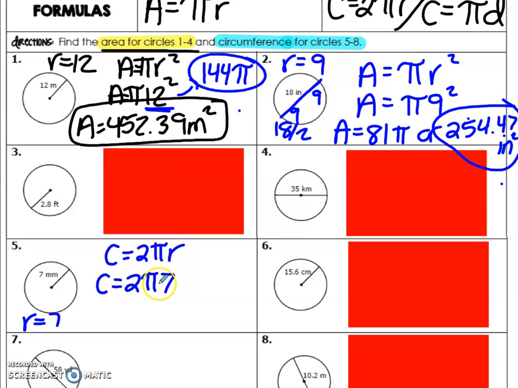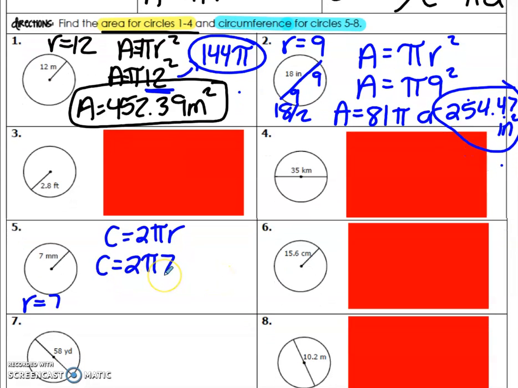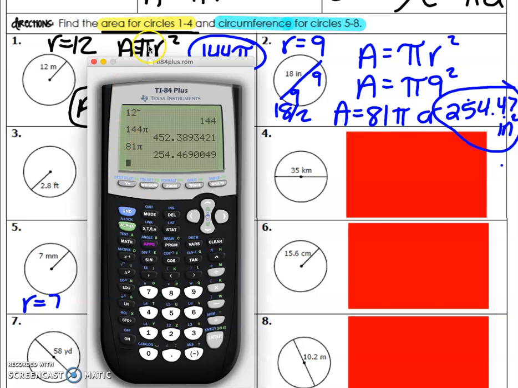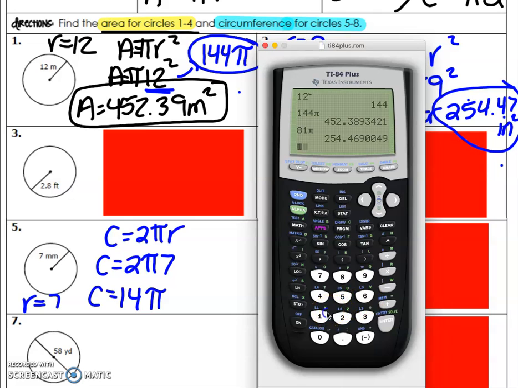Now all of these terms are getting multiplied. So if I wanted my exact answer, I would multiply the 2 and the 7 to get 14 and drop down pi. So 14 pi is my exact answer, but if I want to know what that would be rounded, let's type in 14 pi to get 43.98.